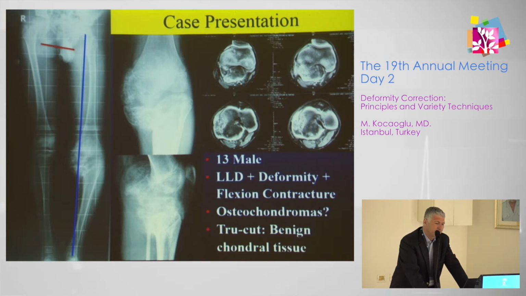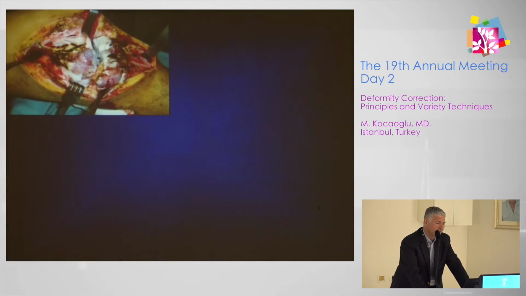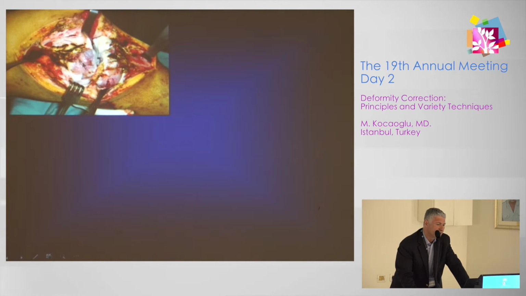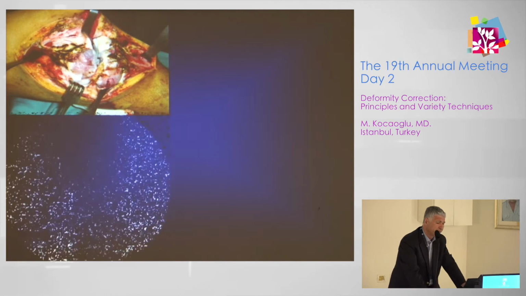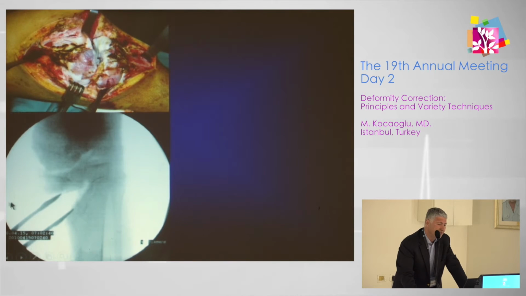A 13-year-old male came to my office with limb length discrepancy, deformity, flexion contracture, and osteochondromas. I did a true-cut biopsy. It was benign chondral tissue. So we decided to remove these osteochondromas.